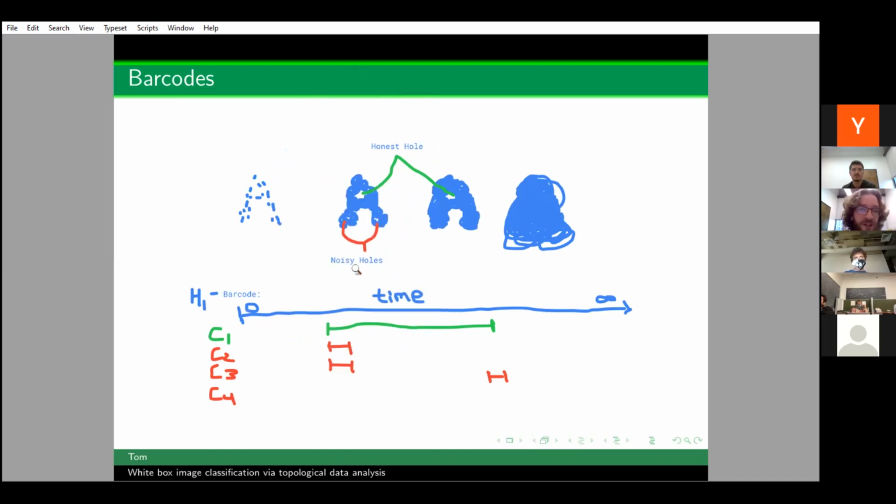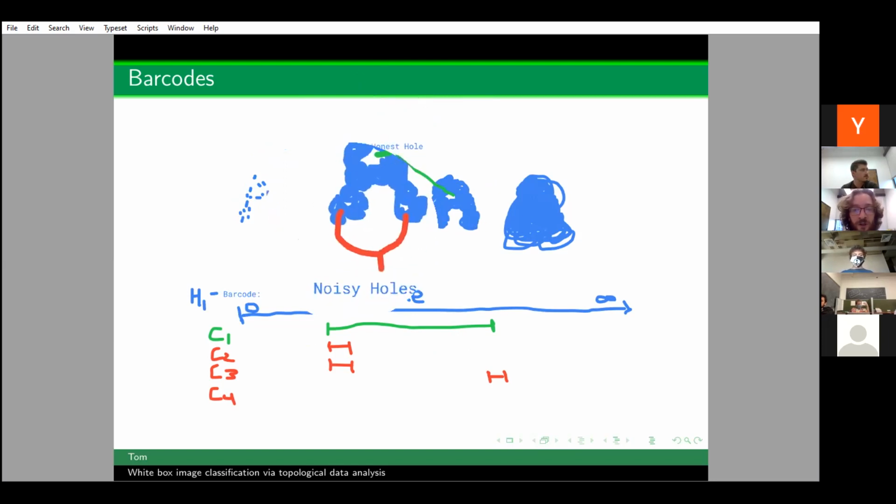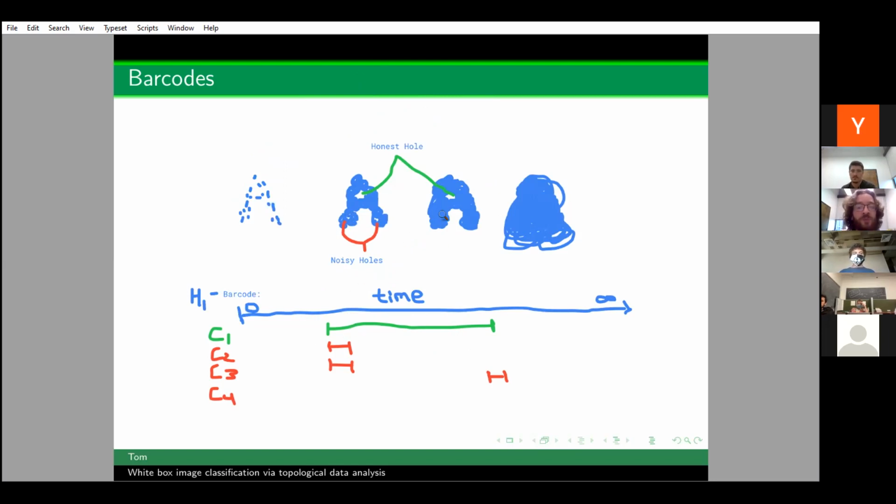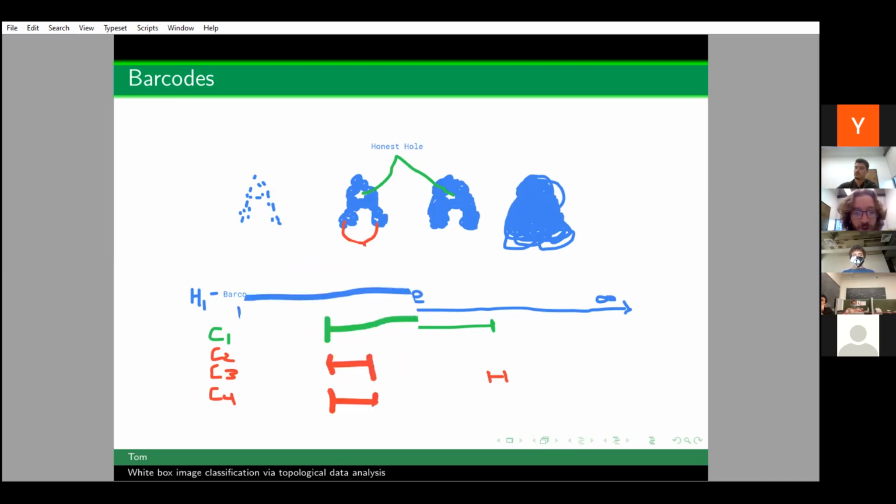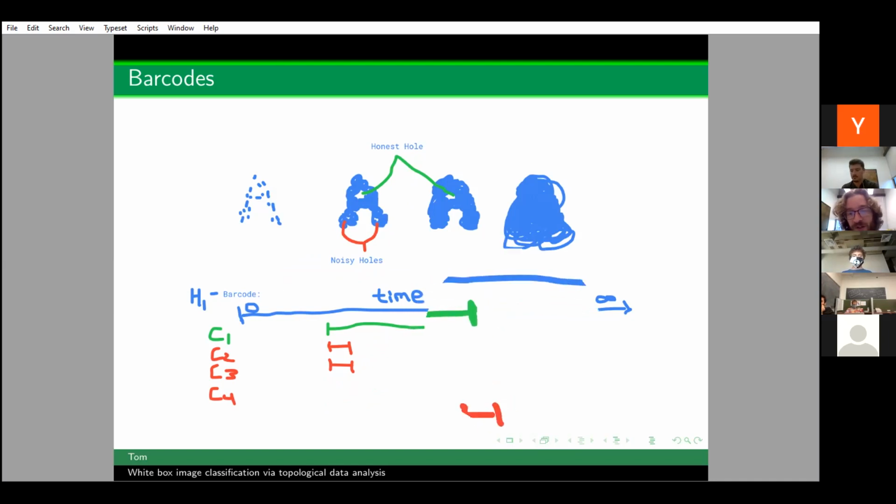The problem is, how do I separate the noise from the honest holes? Well, that's where the name persistence comes in. The idea is that the actual physical holes in your geometric space should persist over time as these spaces evolve, whereas the noisy holes will very quickly be filled up by other points. So if you track the birth and death of the homology classes that you get, the noisy holes will be born at some time and will die very quickly after, whereas the honest hole will have its birth, then persist for some time, and finally die out.